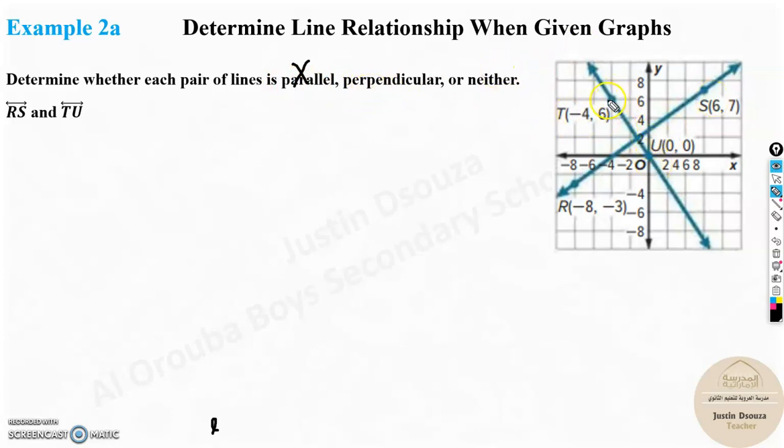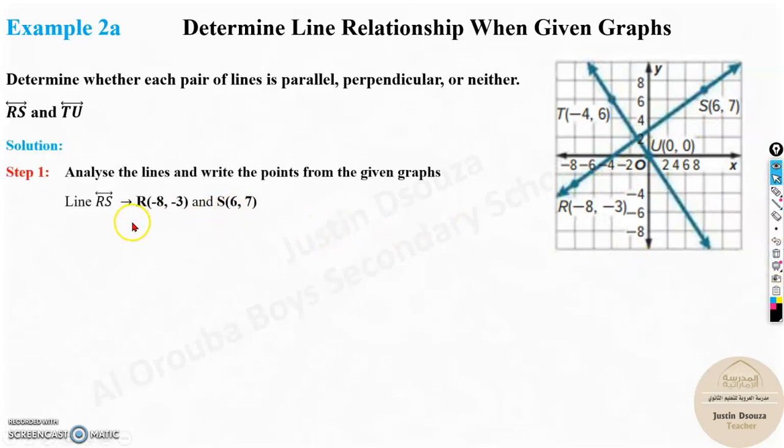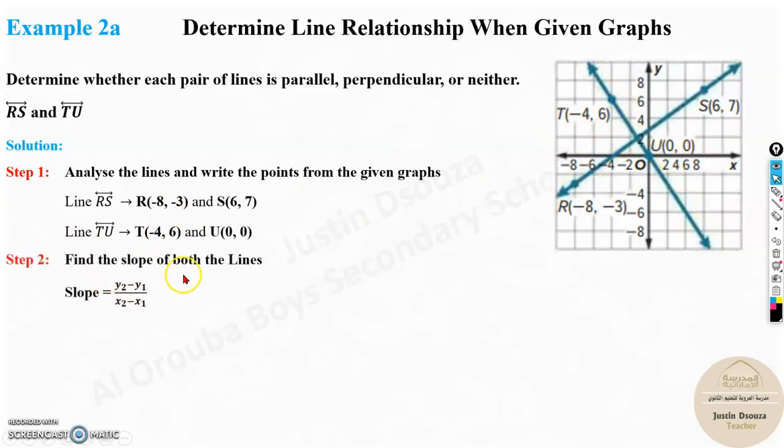Let's see them. And the points are there. See the points T, U, S, and R. Same thing, just like what we have done before. You need to use the slope formula. Let's first write the points. For line RS, R is -8, -3 and S is 6, 7. Same way for T and U, -6, -4 and 6, 0. Now use the slope formula and write x1, y1, x2, y2. Just substitute and solve over here.